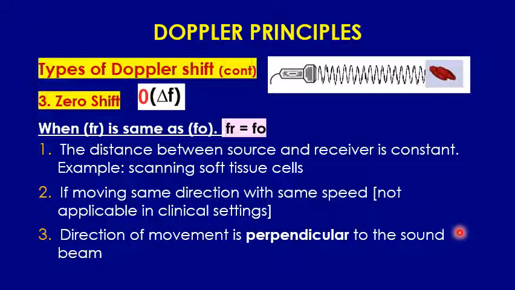And the last example is the movement of the red blood cells in a direction that is perpendicular to the sound beam. What happens here? The red blood cells are neither getting closer nor getting away. So I will get a zero shift.